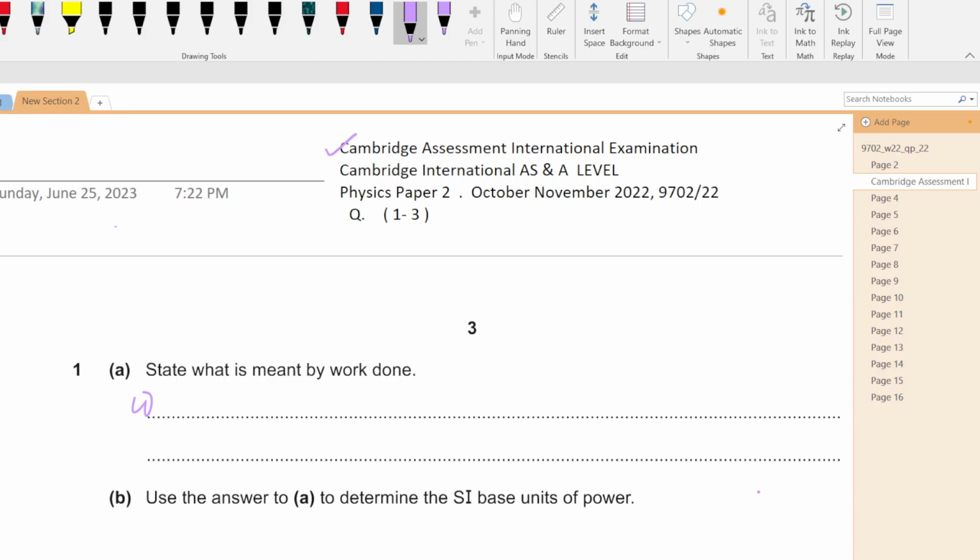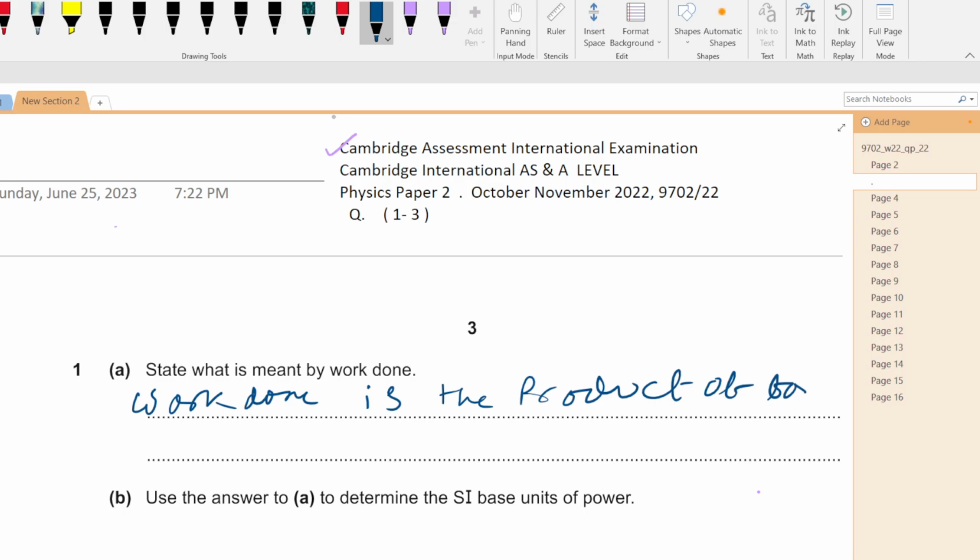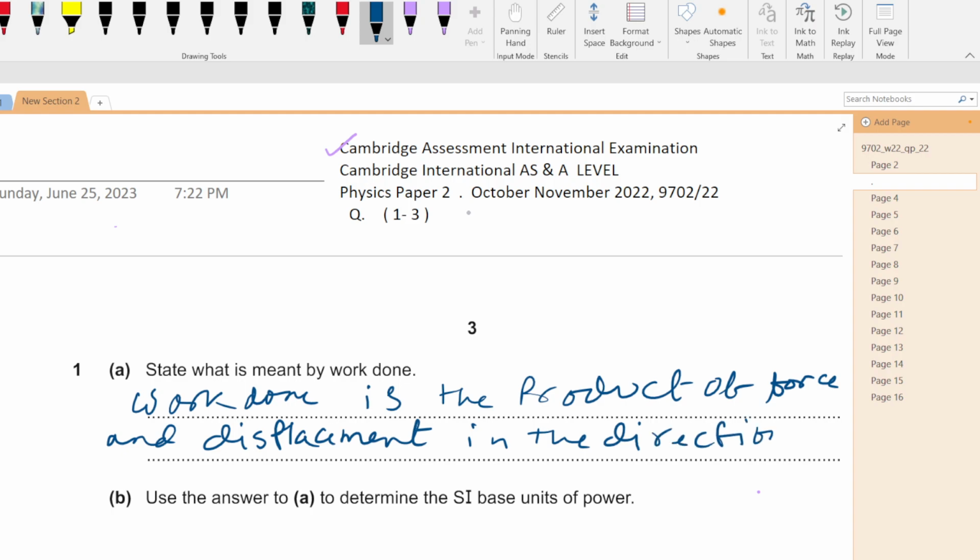Work done is the product of force and displacement in the direction of the force.